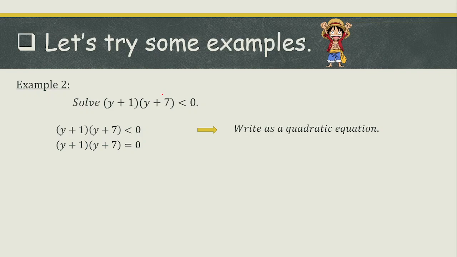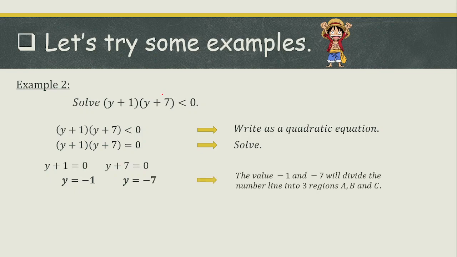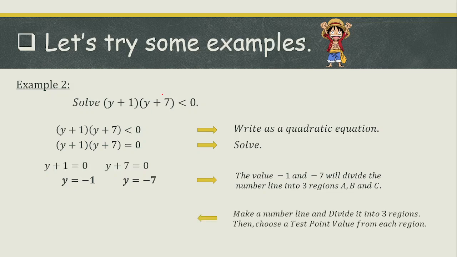So kung napansin nyo, yung step na nawala is step number 2 ata. Yun yung factoring. So yung gagawin na lang natin is to solve individually the linear equation. So i-separate na natin, y plus 1 is equal to 0. Y plus 7 is equal to 0. So i-solve muna natin yung first linear equation. The answer will be y is equals to negative 1. Then the second linear equation, the answer is y is equals to negative 7. The value negative 1 and negative 7 will divide the number line into 3 regions, A, B, and C. So let's make the number line class and divide it into 3 regions. Then choose a test point value from each region by using the test point table later on the next slide.